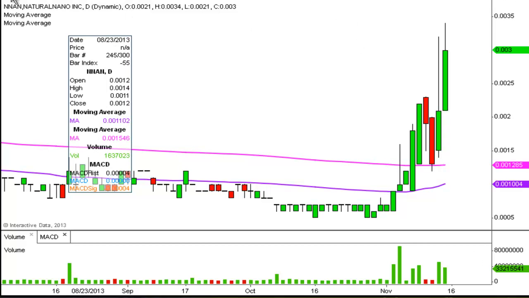In terms of some support levels that are a little nearer term, the first one that sticks out is simply the previous high from back on the 12th of November. That level's at 0.0023. Another level of support is based on 0.0019. So 0.0019 and 0.0023 are the two nearest term levels of support. But then, like I've already talked about, you still do have your moving averages. So you have all sorts of support below you.